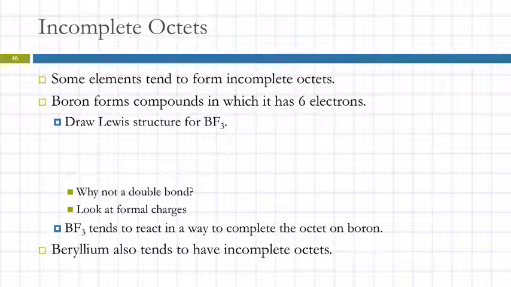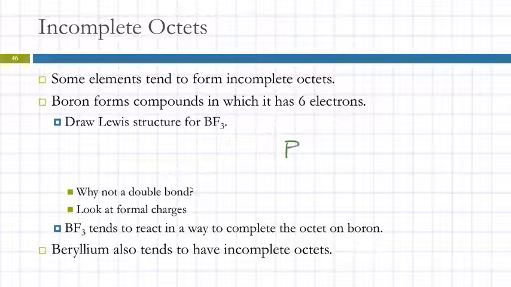Another way you can get a violation of the octet rule is incomplete octets. So we already know about hydrogen and helium. They only want a duet. Well, there's a couple of guys down there that are small, beryllium and boron in particular, that tend to be satisfied with 6 electrons. Why? Just to annoy students. Okay, so let's draw a Lewis structure for boron trifluoride.